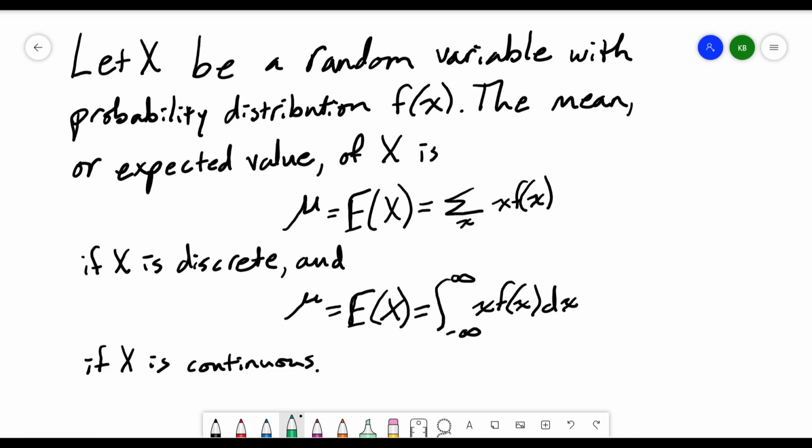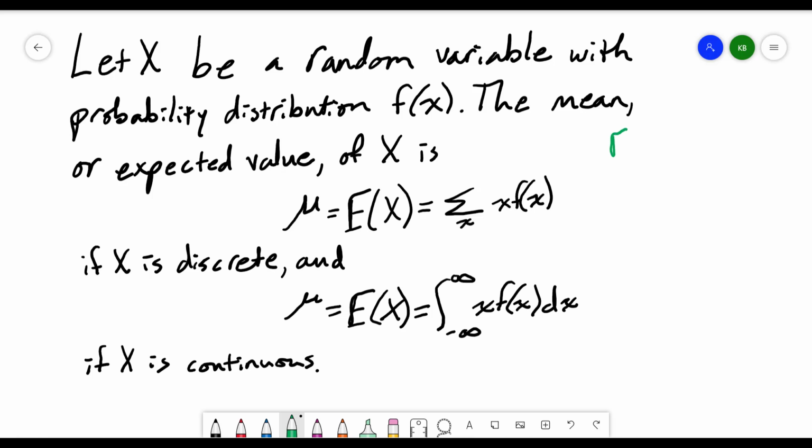Here we have the definition of the expected value or mean of a random variable x. Now a random variable is going to have probability distribution f of x. And let's first consider the case where our random variable is a discrete random variable. We're going to find the expected value or mean by taking the sum over all the possible values that our random variable could take of the product of that value that it takes times the probability of that value happening. So this should feel familiar to taking the mean before.